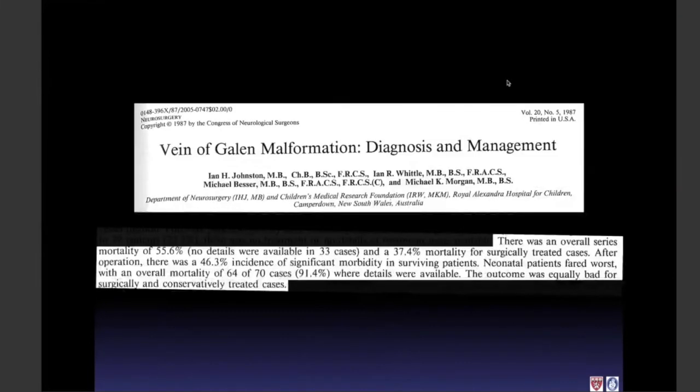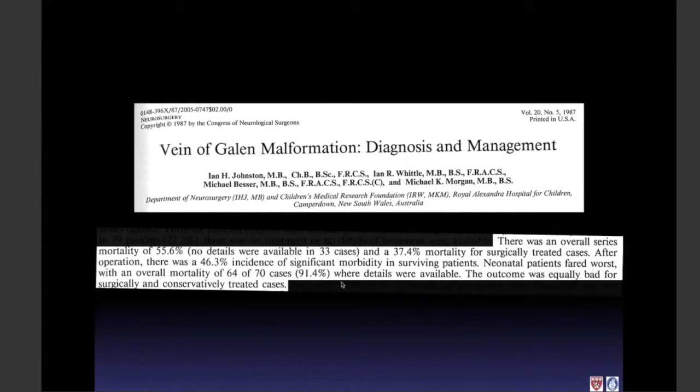And this was a review paper that was published in the late 1980s that was sort of the tail end of the era of neurosurgical management of vein of Galen malformation. And unfortunately, it's not a condition that responds well to surgical management. So very high mortality and morbidity rates. You can see in the neonatal patients, there was over a 90% mortality. It really used to be a terrible diagnosis with a very grim prognosis.